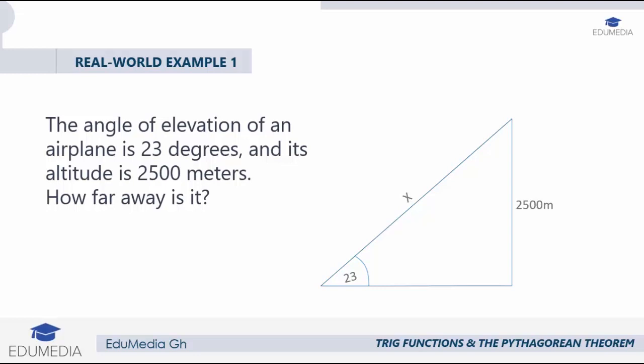All right, so remember that where you're standing, where the angle is, that is the point of origin. Okay, and then the airplane is in the sky. So we are looking for how far it is. So we are looking for the hypotenuse.